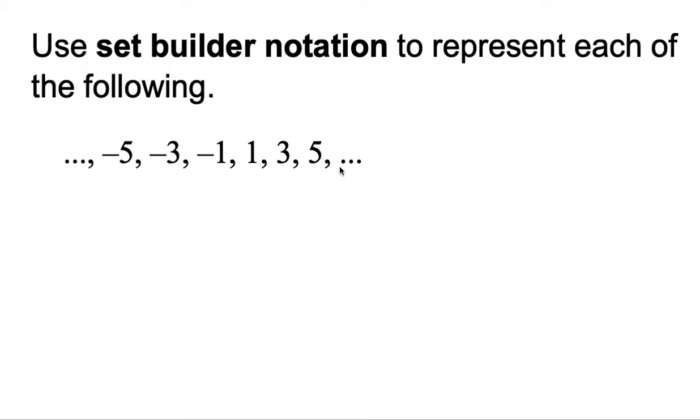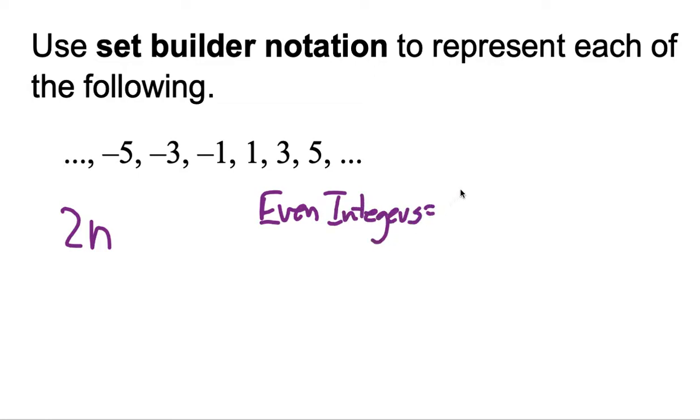Here's a similar problem. Again, it's an infinite list, but now these are the odd numbers. Now the odd numbers are closely associated with the even numbers. If this was a list of even numbers, we would say, well, an even number is an integer multiplied by 2. We would need to specify that that was an integer. So we would say the even integers are represented by curly bracket 2n such that n is an element of the integers.